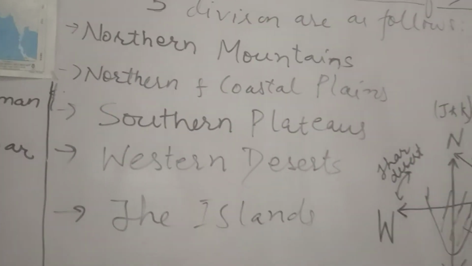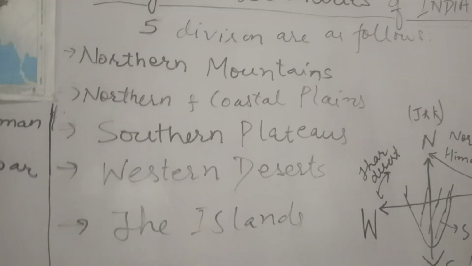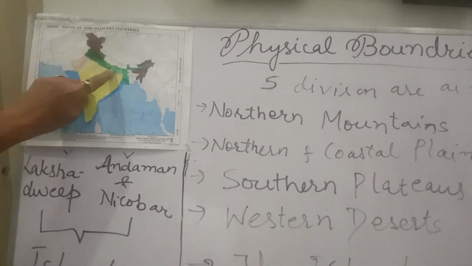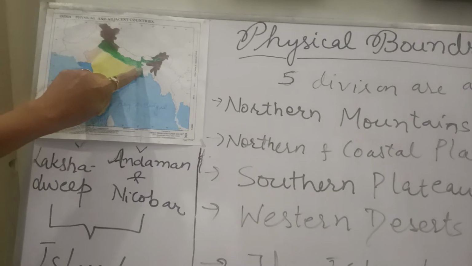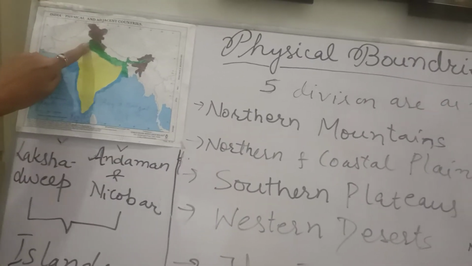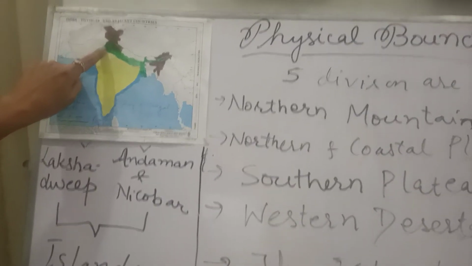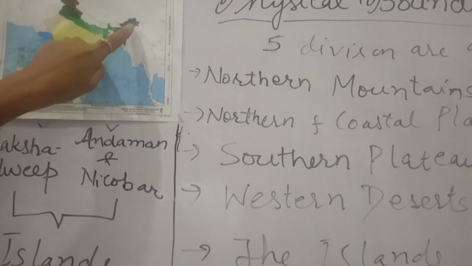First of all, I want to tell you about northern plains. Northern plains is shown by green color. You can see here this dark green color. It is from Punjab to Assam. Northern plains cover the area that stretches from Punjab to Assam.